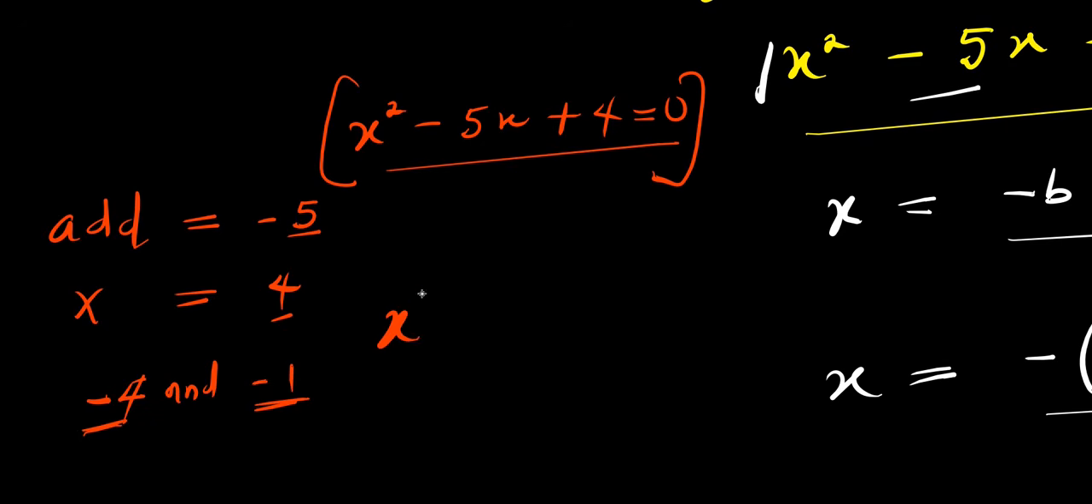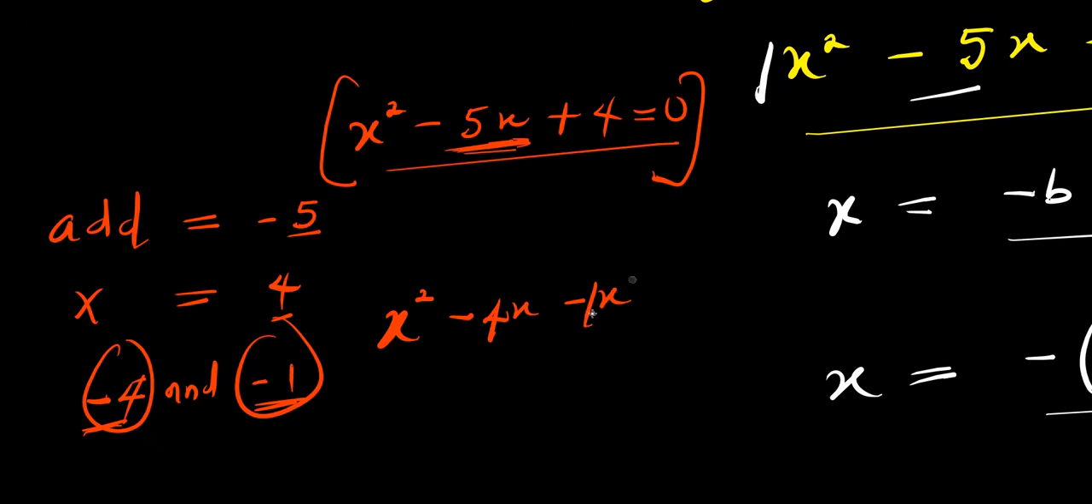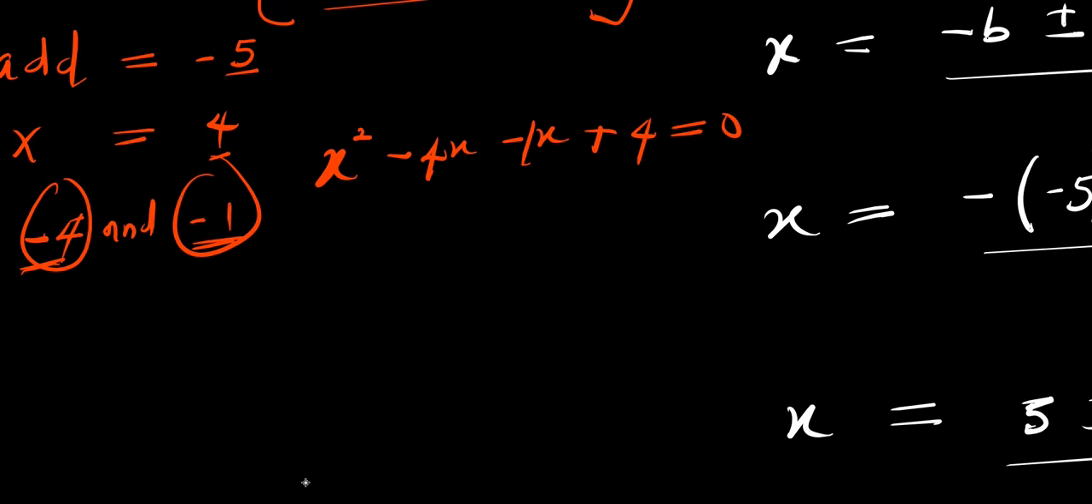So we have x squared. Instead of writing negative 5x, we are going to replace it with these two numbers: negative 4x minus x. This minus x is because the coefficient here is 1, so it's just like having negative 1x, which is the same thing as having negative x. And plus 4 equals 0. So from here, x squared minus 4x, negative 1x plus 4.